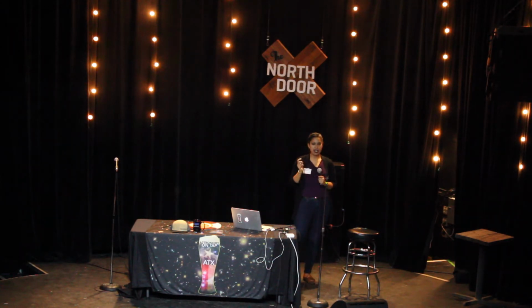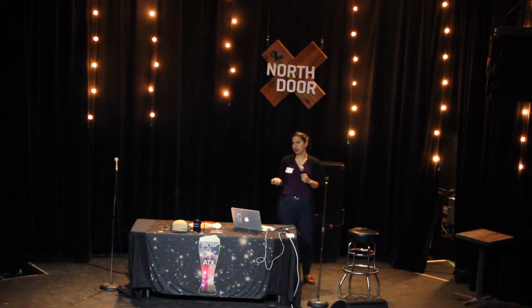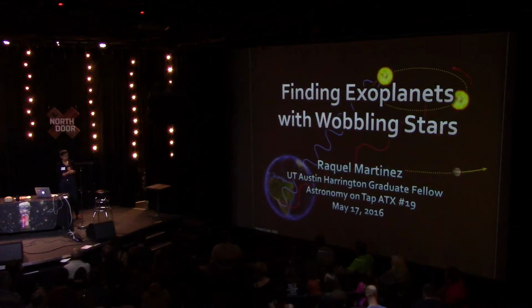And I'm here to talk to you about the radial velocity method of exoplanet detection, but in layperson's terms, I'm going to tell you about finding exoplanets with wobbling stars. And so, as many astronomy history stories begin, it all starts with an old dude.